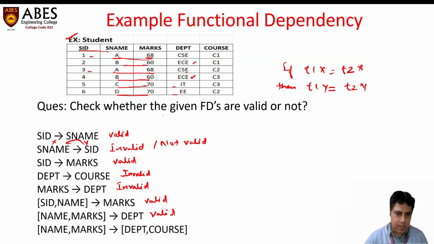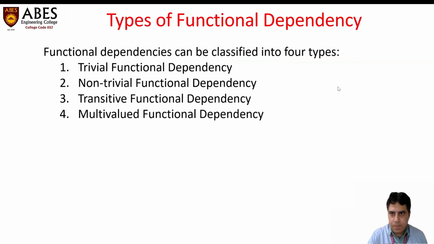Next, check for name, marks determines department, course. So here is A68. Here is also composite department and course, CSC C1. For the same entry A68, here is CSC C2. Both values are different. So we can say that this is an invalid functional dependency. I hope you can understand this concept.